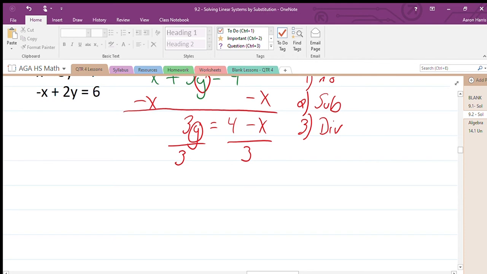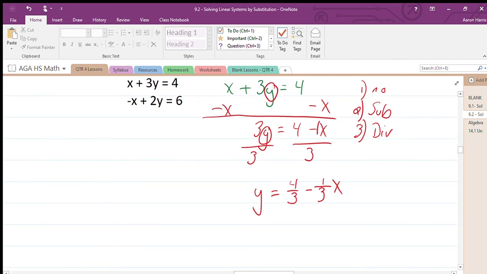Okay? 3 divided by 3, I get 1. 4 divided by 3. Now, here's where it's 4 divided by 3. I could put 1 1/3, but I'm going to just leave it as an improper fraction. What number is understood to be right there? -1. So I get -1/3 times x. Don't be afraid of the fractions.